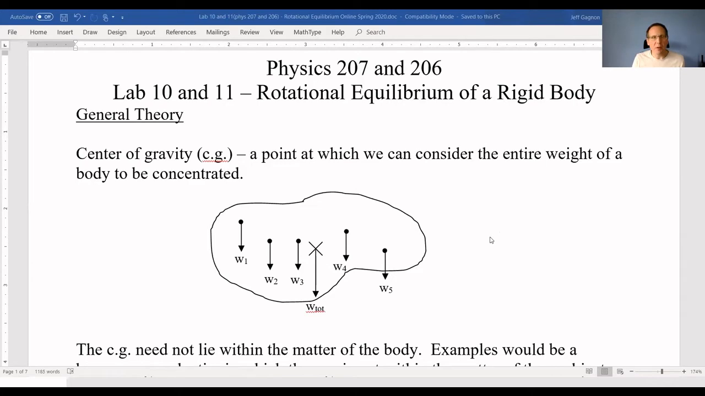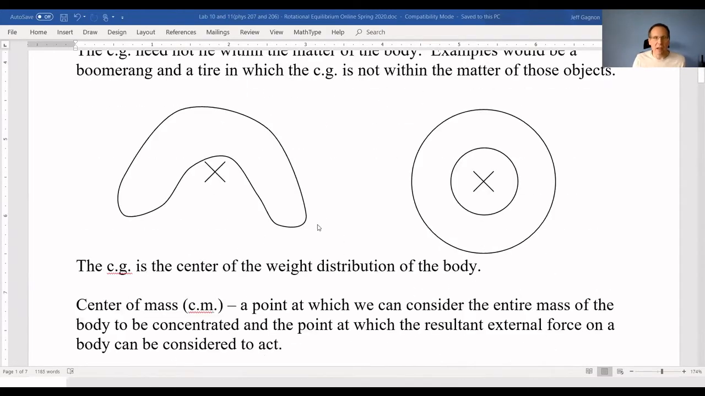For example, if you look at these next two pictures, if I have a boomerang or a tire, then mathematically you can show that the center of gravity is actually in the center of the tire, or in this case, outside of the boomerang. So it doesn't have to lie within the matter of the object. If this were a solid object, then it would be truly right in the center of the object itself, but it doesn't have to lie within the matter.